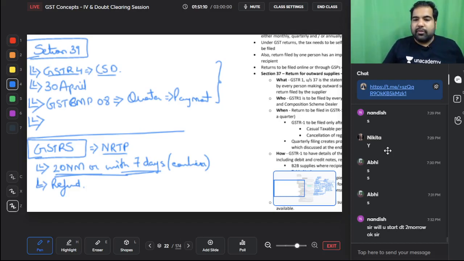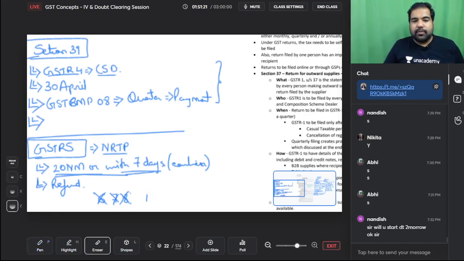That is GSTR5. GSTR6 is not for you, 7 is not for you, 8 is not for you, 9 is not for you. GSTR10 we will do, GSTR9 is there, sorry. 9 and 10 are there, we will see what those are.